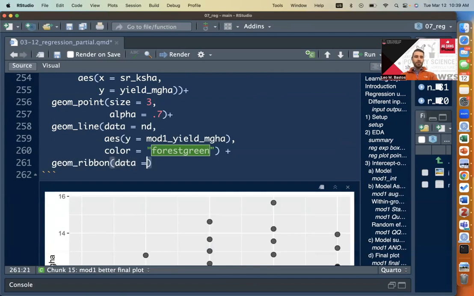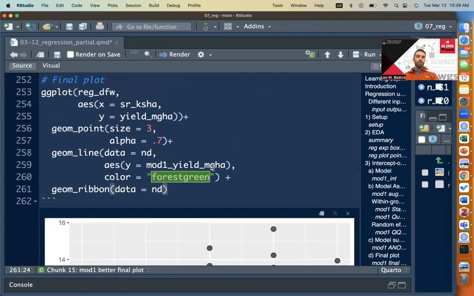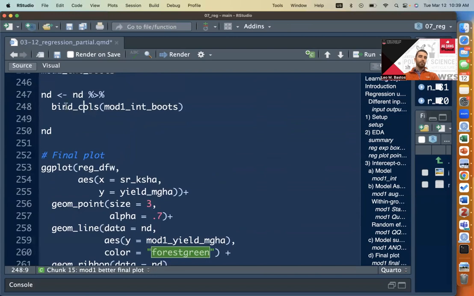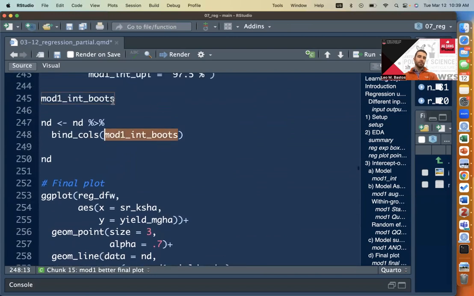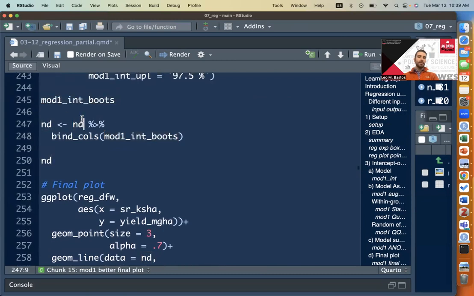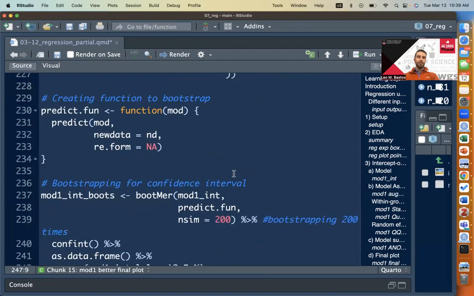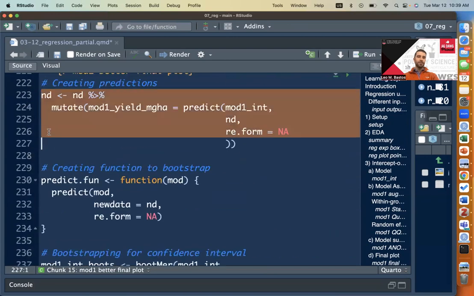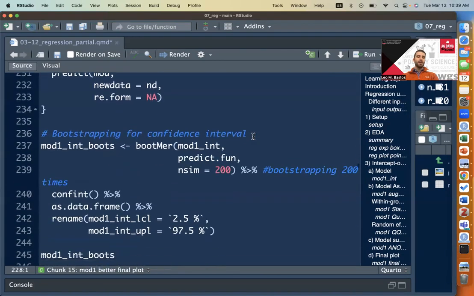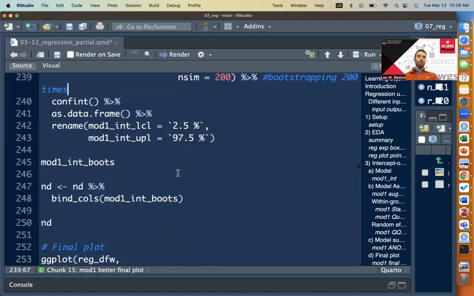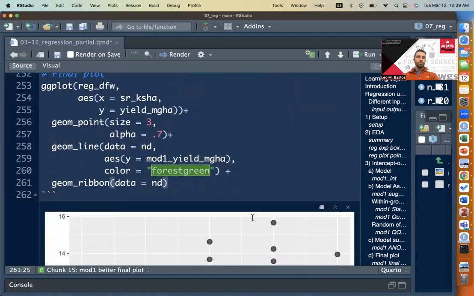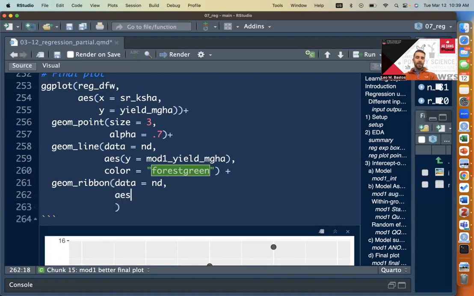The data is going to be equals to ND. Remember, ND is where we binded the columns of the intervals coming from boots with the estimate that was already in ND as we predicted that above here. So this is getting our estimate, predicted estimate of the model. So the model line, and the boots is giving us the confidence interval around that estimate. So geom ribbon data equals ND. Let's call our AES function here.